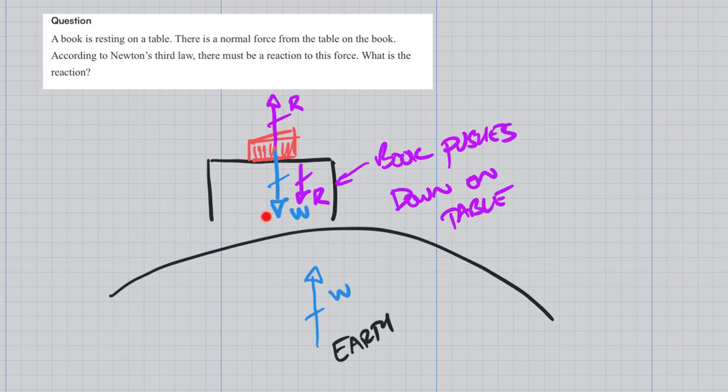It's not the weight. The most common misconception would say it's the weight. They're equal in size, opposite direction, but again, they're acting on the same object, which doesn't work in Newton's third law.